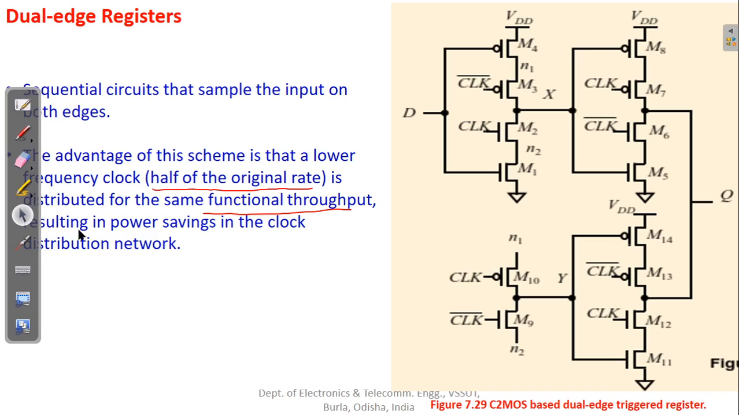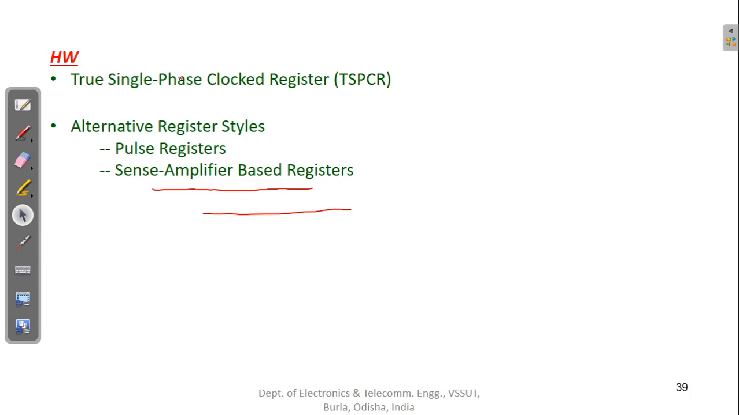Till now we had seen many types of circuits and their operations, and how to analyze those depending on the value of clock and input. Okay, so I give these topics as homework to you to read: true single phase clocked register, TSPCR, and then in alternative register styles read the pulse register and sense amplifier based registers. Okay, these topics can be read from the same book, that is Rabaey.